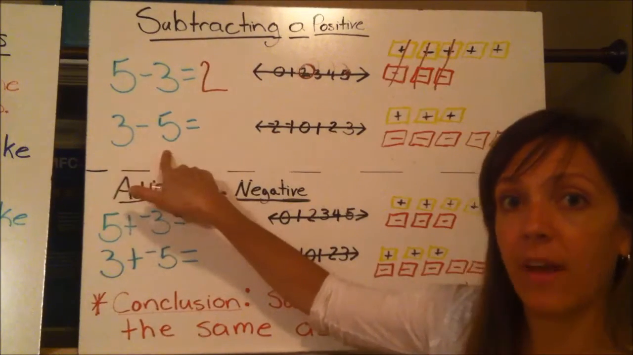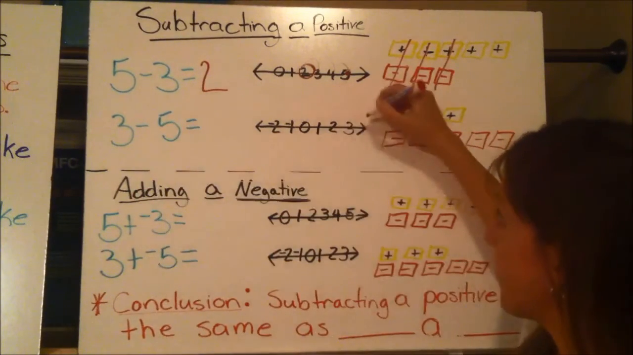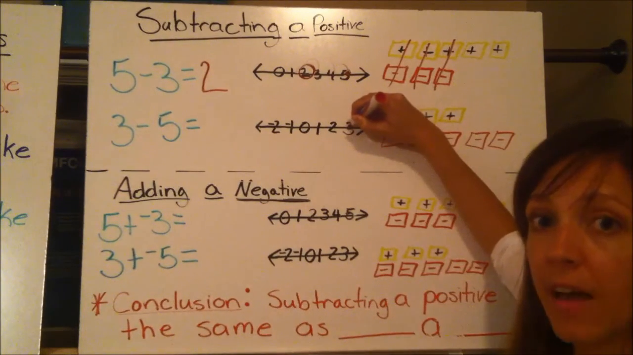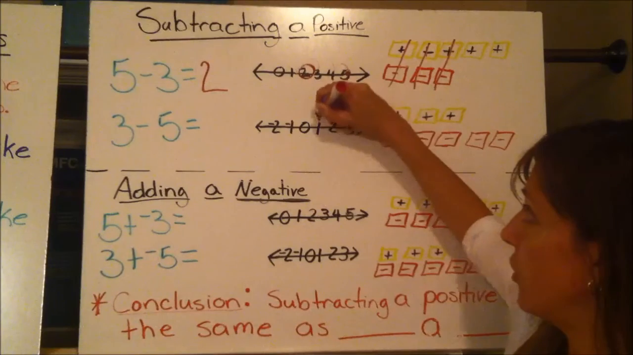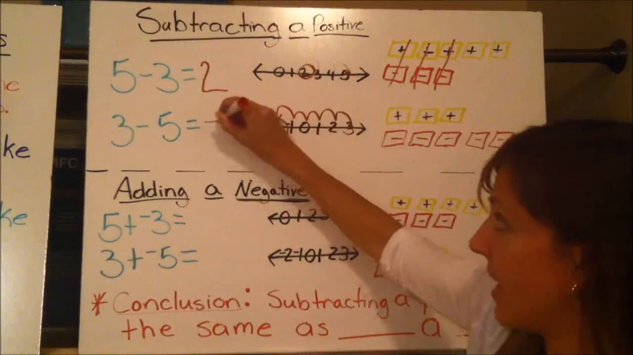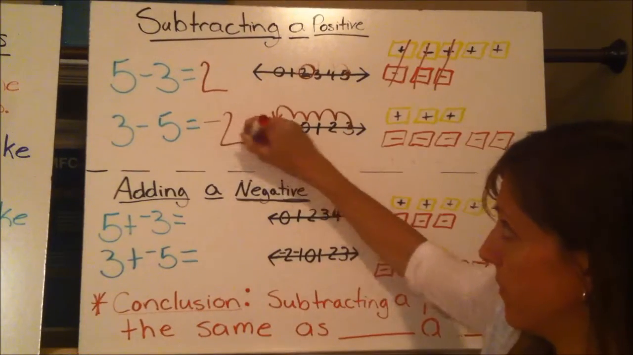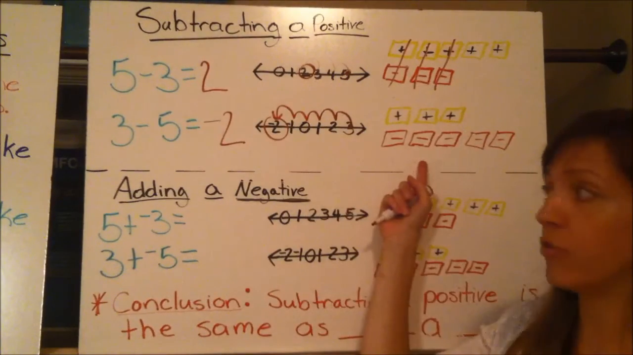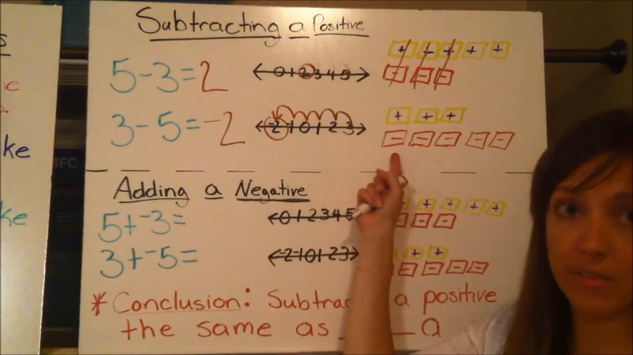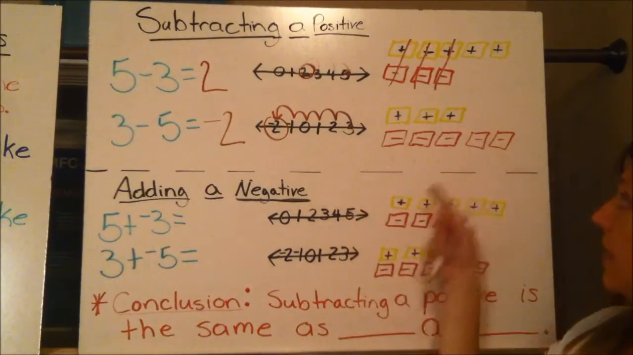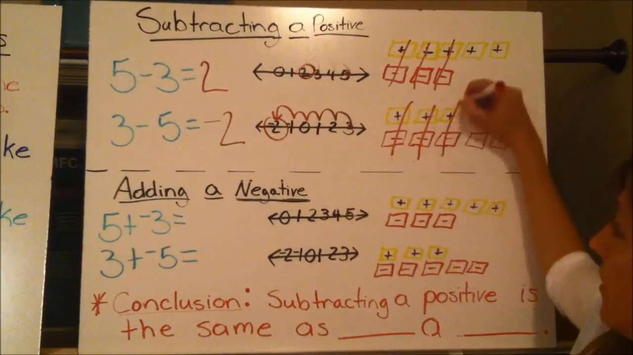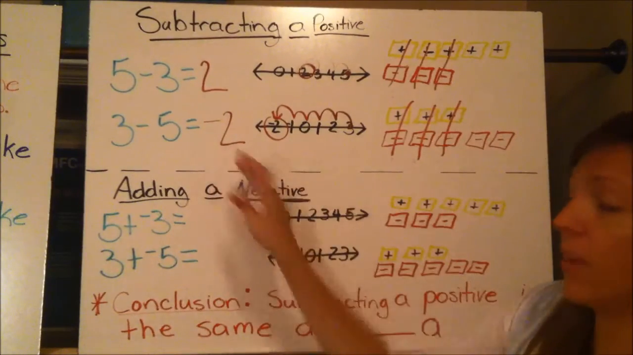Let's do 3 minus 5. I'm going to start at 3. I'm going to graph 3, and I'm going to move 5 in a negative direction. 1, 2, 3, 4, 5. And I stop at negative 2. Again, with my integer chips, I have 3 positives and I have 5 negative integer chips. Let's look at those together and what happens when I put a positive and a negative together so they cancel out. I end up with 2 negatives.